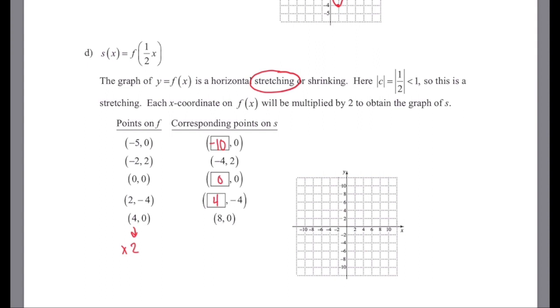Let's see what this might look like. (-10, 0), (-4, 2), (0, 0), (4, -4), and (8, 0). It certainly did. It got wider, just as we would have expected.